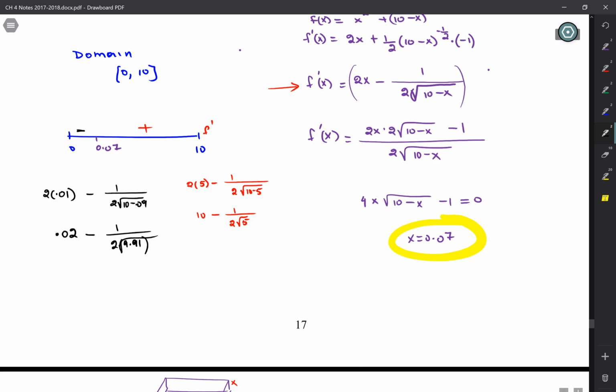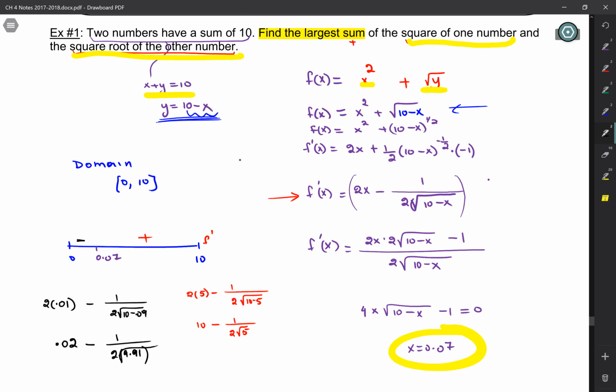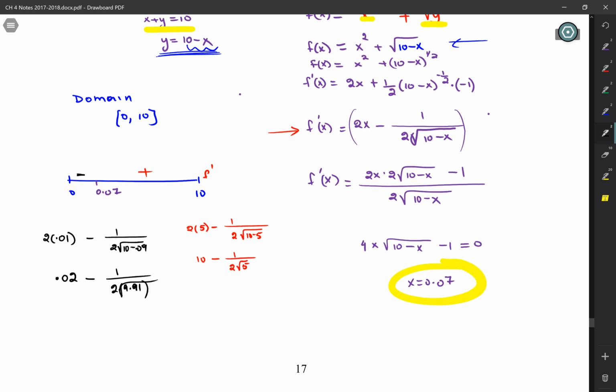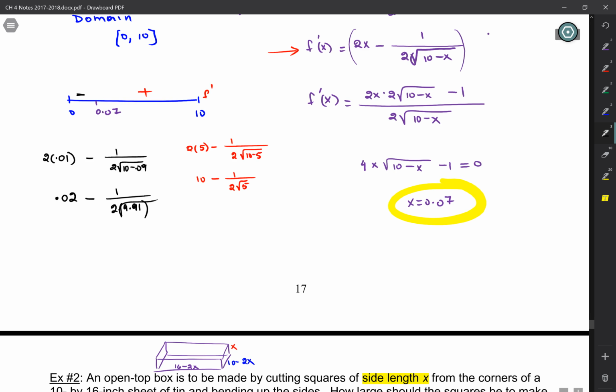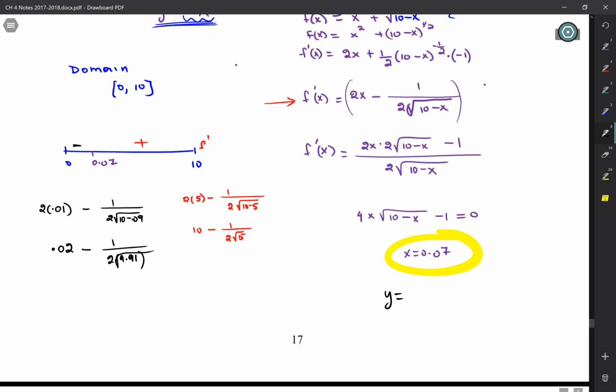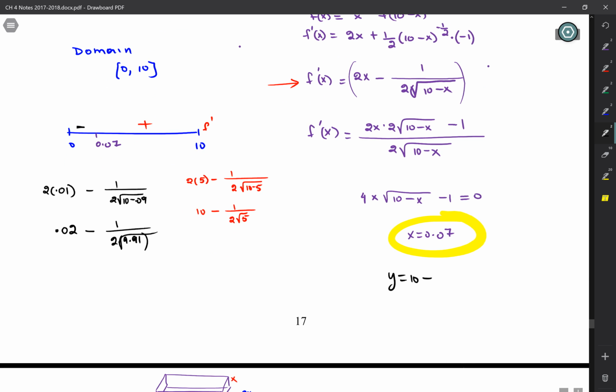Okay. Now, what was it that we were looking for? We were looking for two numbers, x and a y, right? So x we got 0.07. And what about y? What is y going to be? 10 minus x. So that's going to be 10 minus 0.07. How much is that? 9.93. All right, so that's your x and y. Okay?